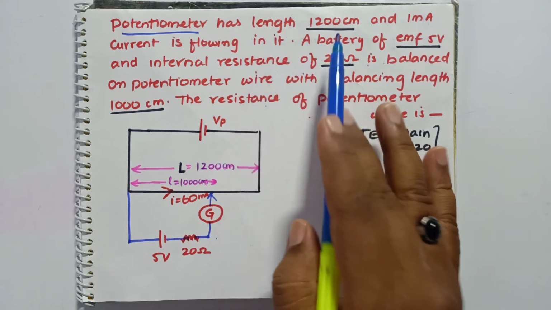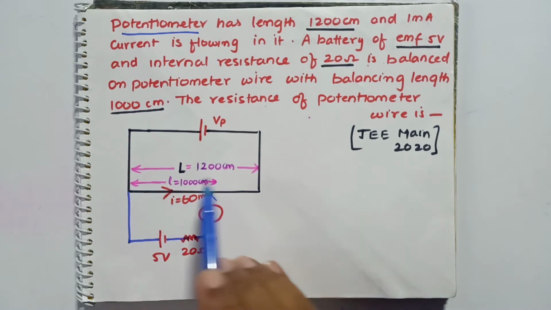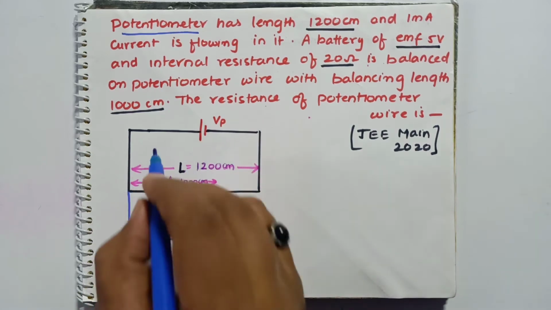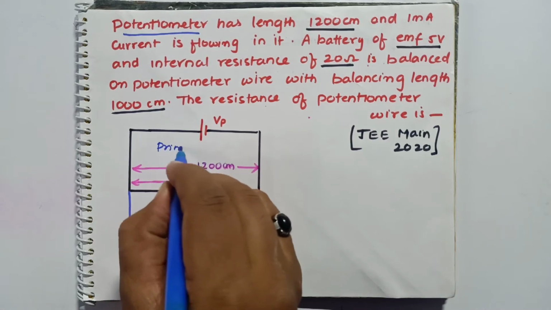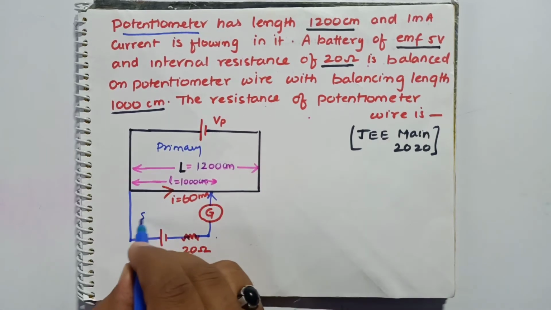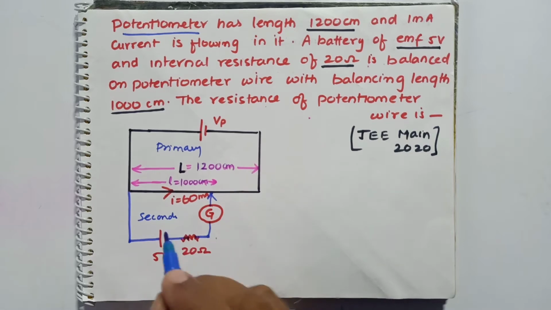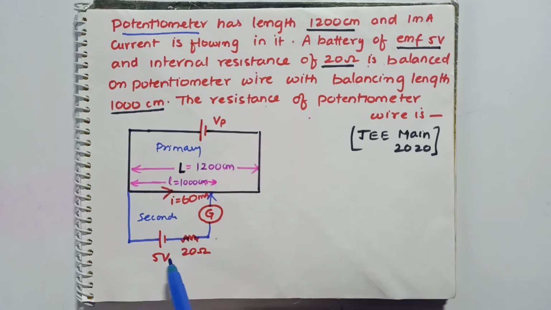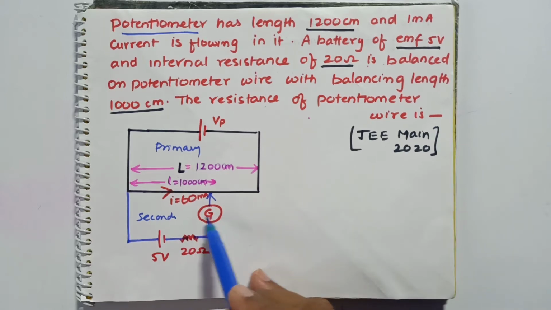This is a potentiometer. The balancing length is given as 1200 centimeters. This is called the primary circuit, and this is called the secondary circuit. The complete wire from here to here is 1200 centimeters, whereas the other cell here has an EMF of 5 volts, connected in series with a resistance of 20 ohms, which is connected to the galvanometer.